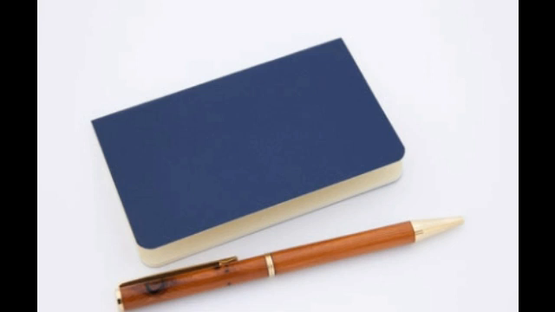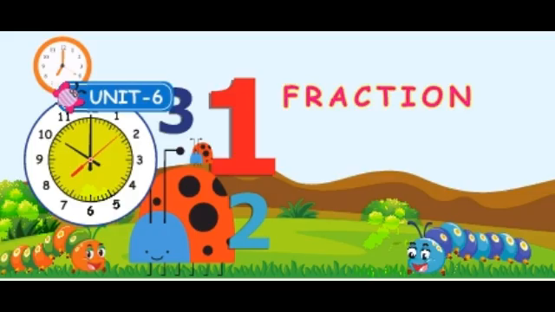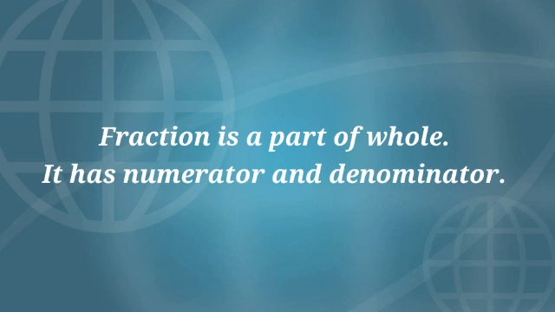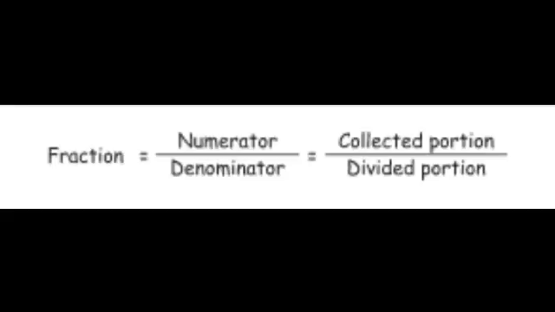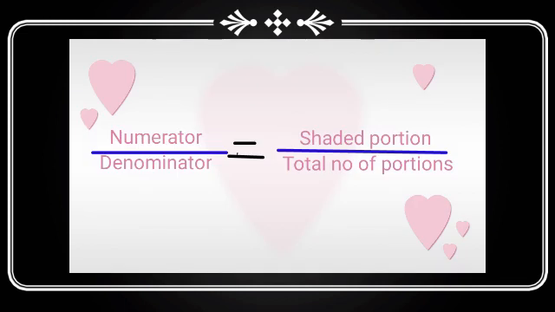See, my dear students, what is called fraction? Did anyone know that? Fraction means it's a part of a whole. It has a numerator and a denominator. What is called numerator? Numerator means portions to be shaded. And denominator means total number of portions. Simply, ma'am is telling: numerator is portion, denominator is total number.